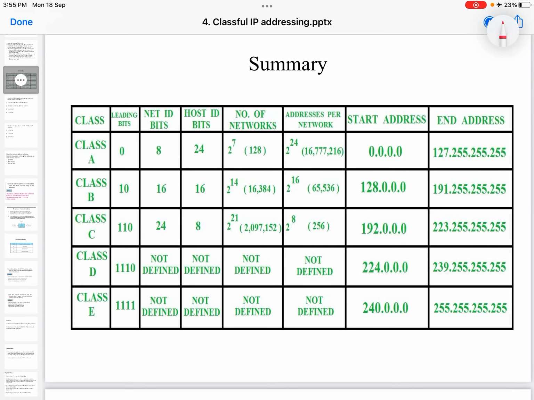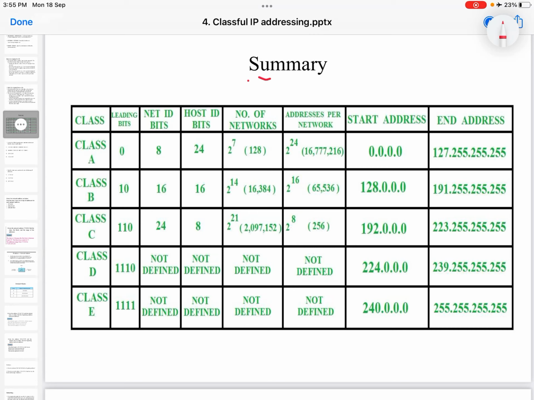So let's see some sums on Classful IP addressing. A summary table is given. Class A, the leading bit, that is your starting bit, is 0. Net ID 8 bits are reserved. For host ID 24 bits are reserved. You have start address and end address. Number of networks 2 raised to 7. Addresses per network 2 raised to 24.